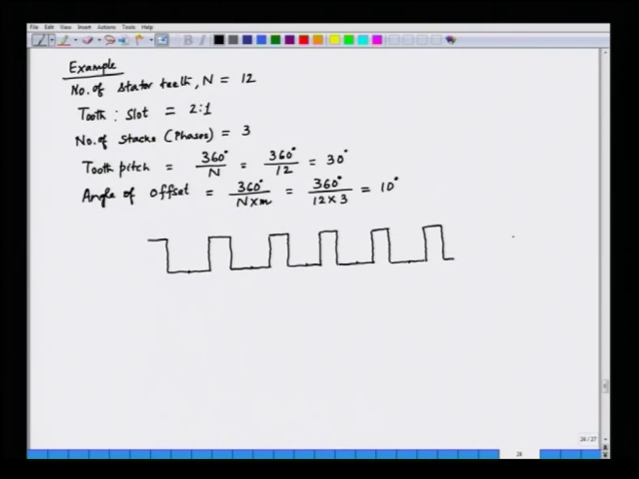So, we can say we have the stator here. And this angle, the tooth pitch in this case, this is a tooth, and this is a slot. So, this is the stator, the stator surface is this. So, this angle we have is the tooth pitch and this angle is 30 degrees.